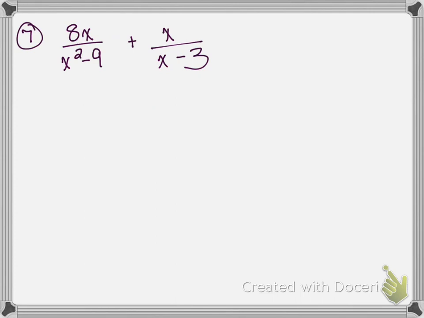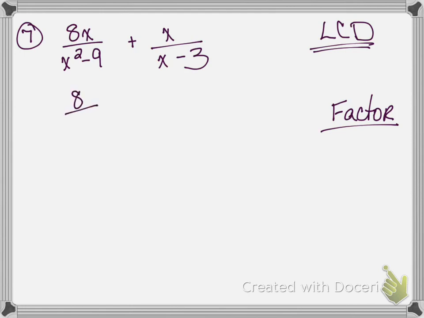Okay. Now, number 7, we are going to attack this the same way. We're going to kind of do the same thing. Now, our first goal here is to find our LCD. So we are trying to find our LCD. In order to do that, we do need to factor one of the denominators. So factoring does come into play, but not to cancel it. Factoring comes into play so that we can find our LCD. So I am going to factor x squared minus 9. So that's x plus 3 and x minus 3.